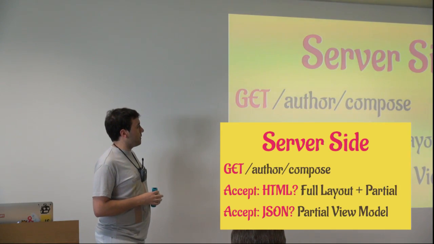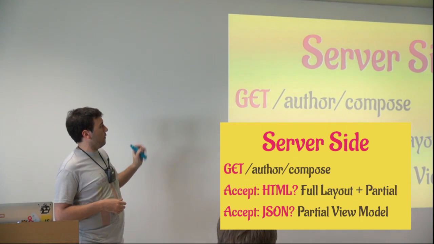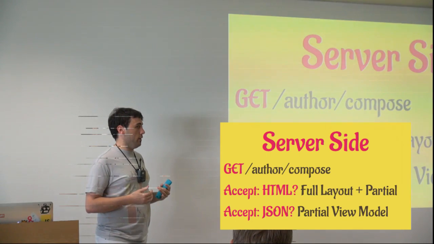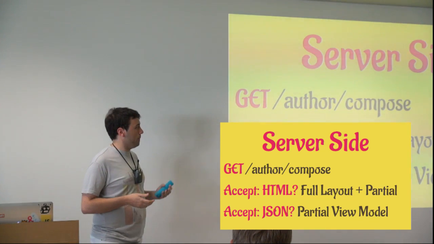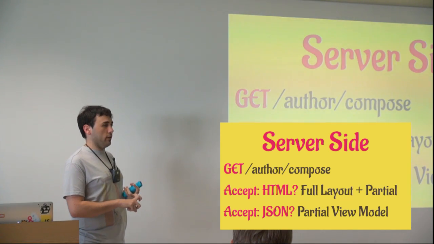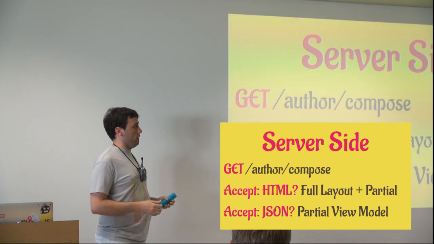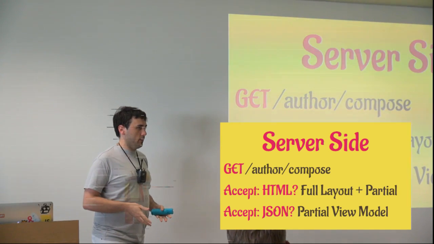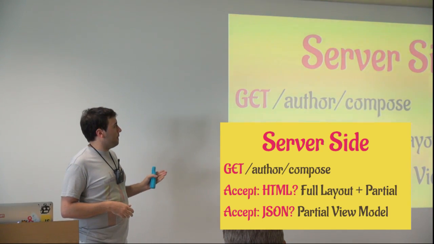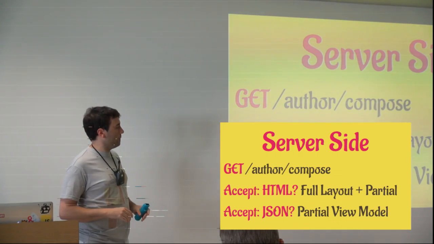So on the server side, when you try to get a view, like say author compose, if the headers accept HTML, then I'll render the full layout plus I'll render the partial, and I'll give you the whole thing so that Google is happy with it and it loads faster too. But if you're asking for JSON, I'll just give you the partial view model and you figure it out.